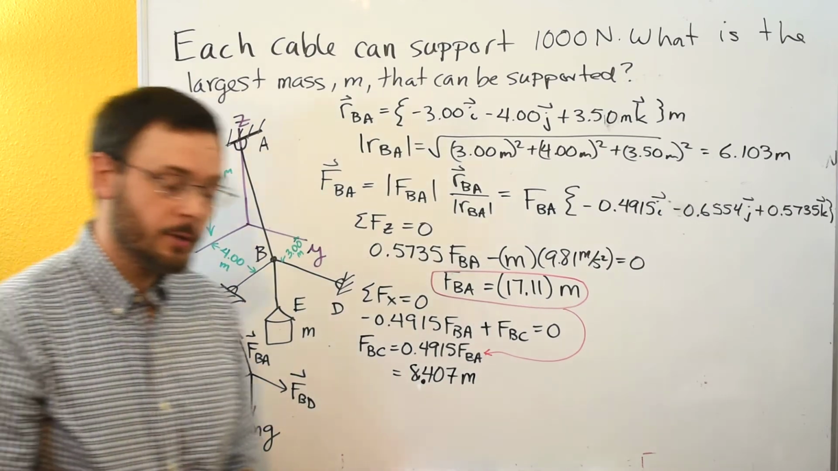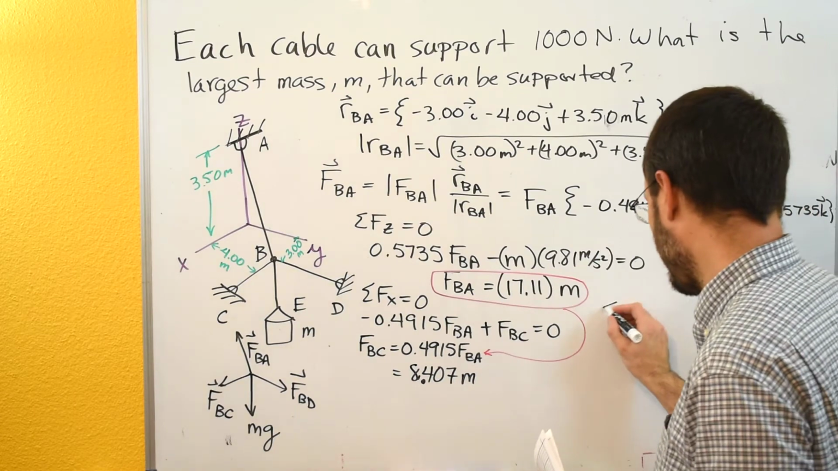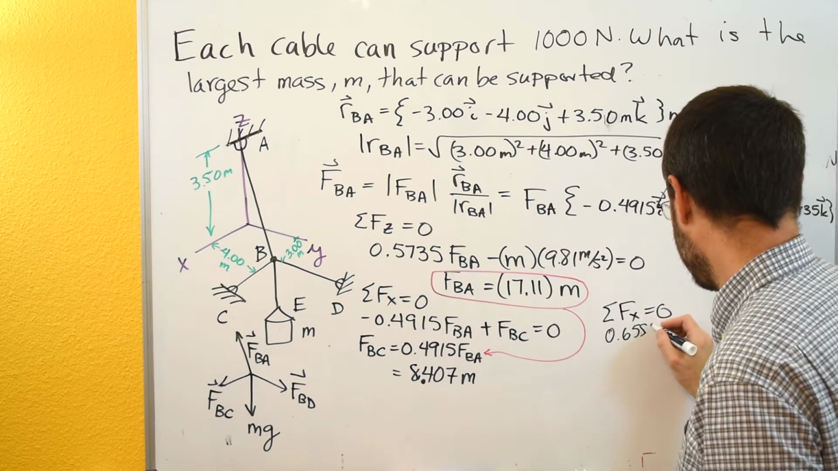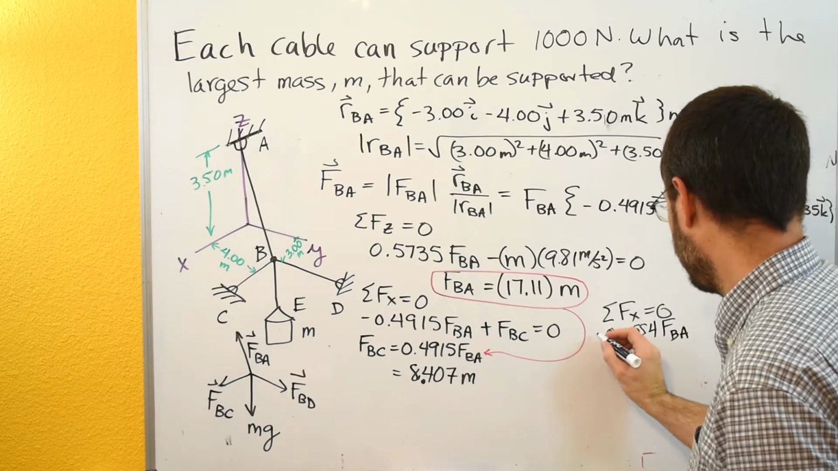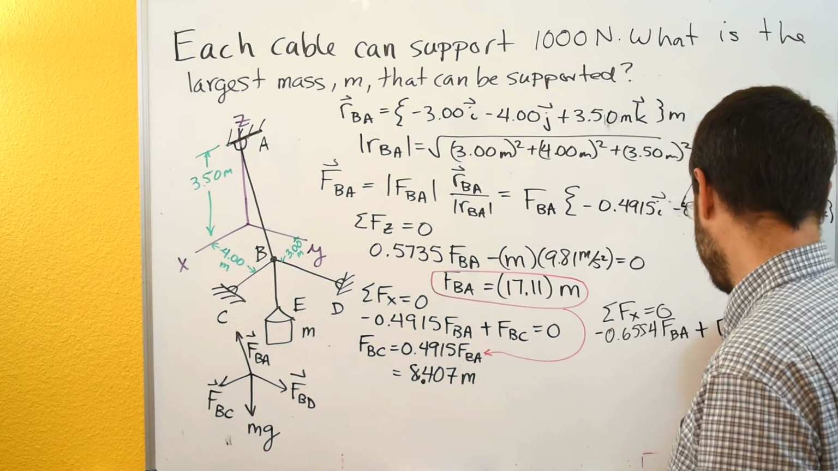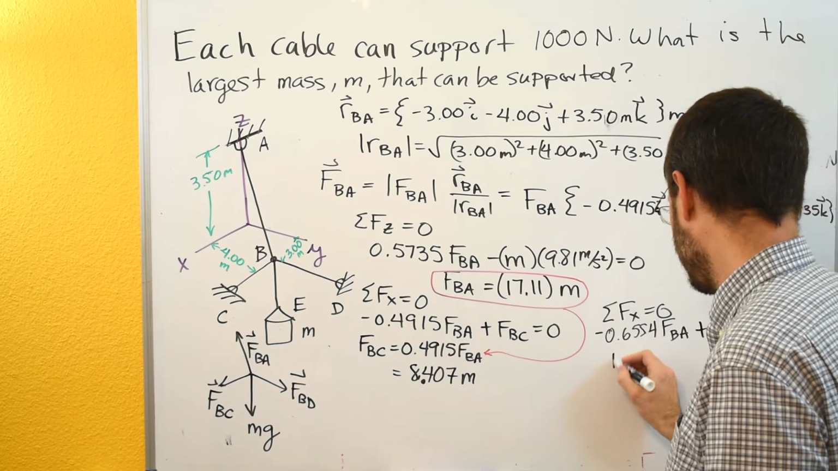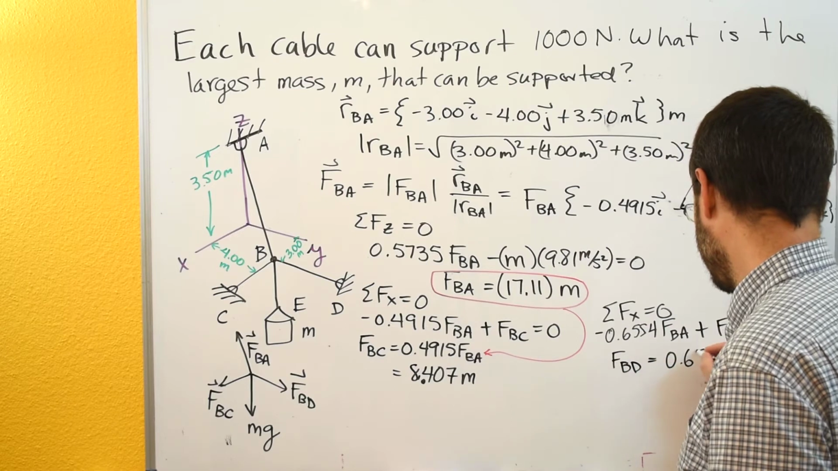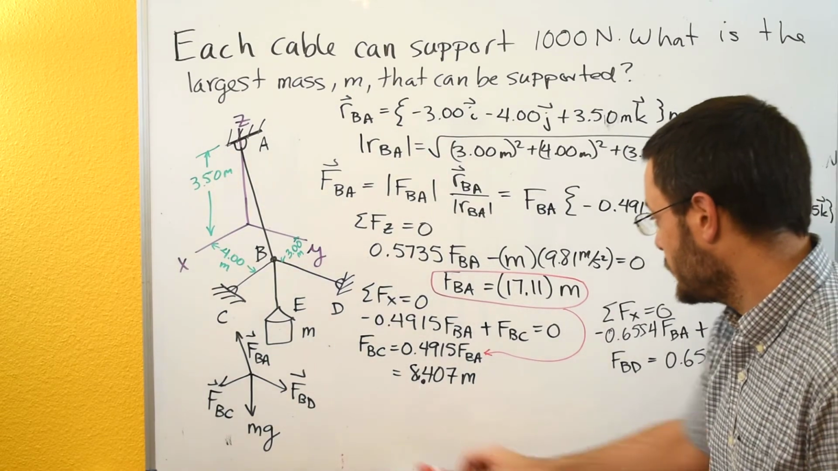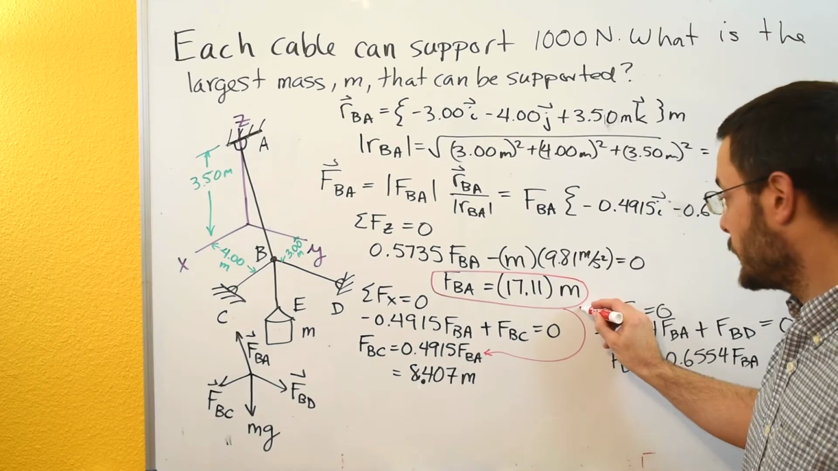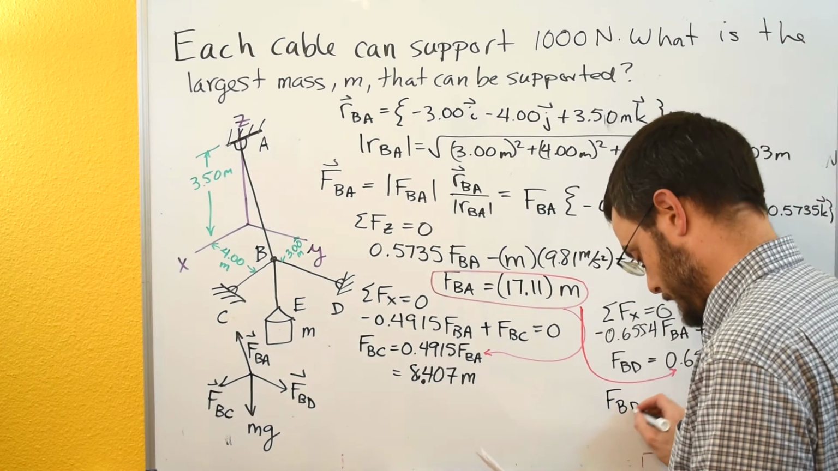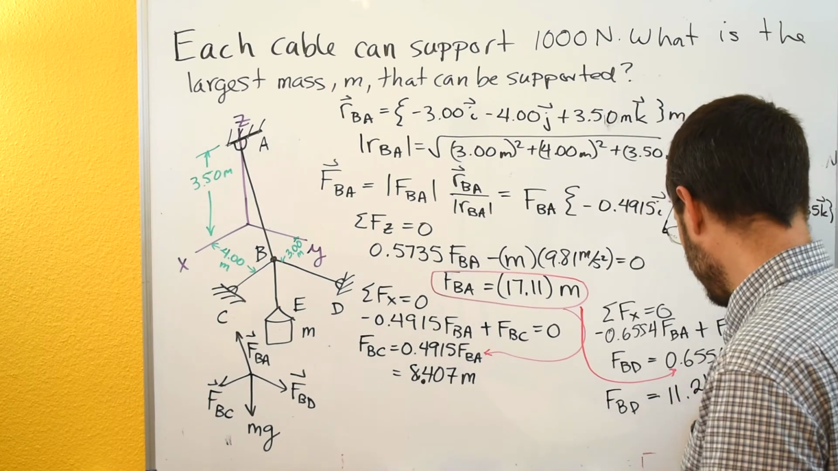Now let's do our sum of forces in the Y direction. So we'll have our Y component here. And then it looks like FBD here goes in the positive Y direction. And again, we'll take this substitution that FBA is 17.11 M, bring that in here. And that gives us that FBD is equal to 11.21 times M.